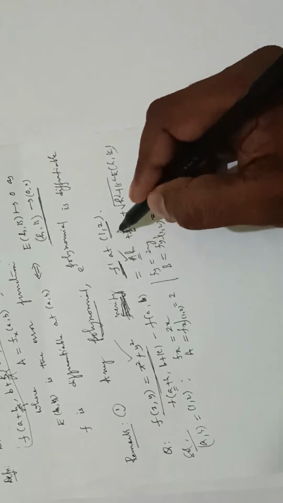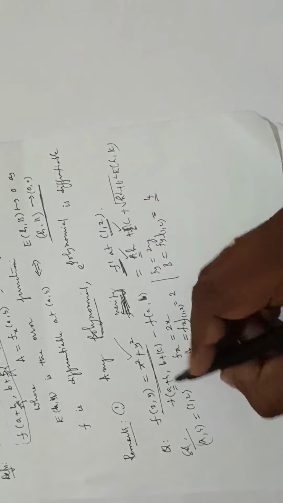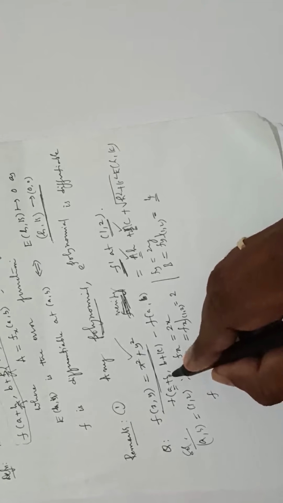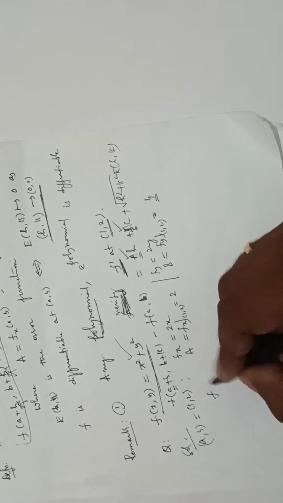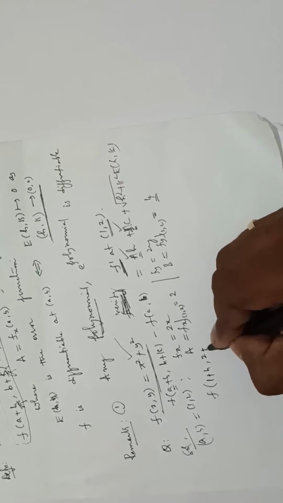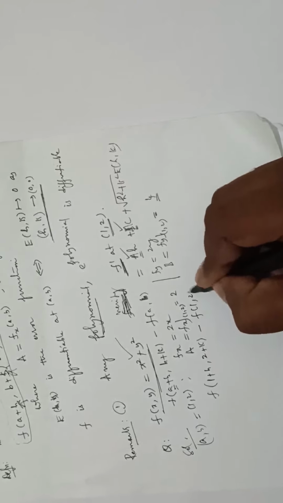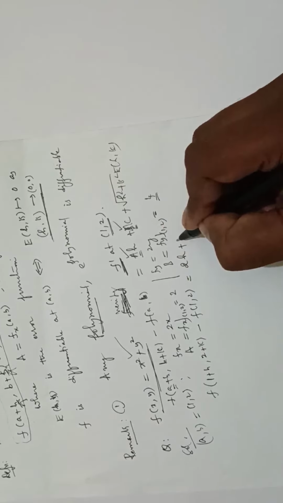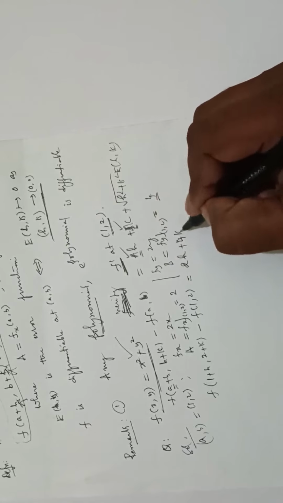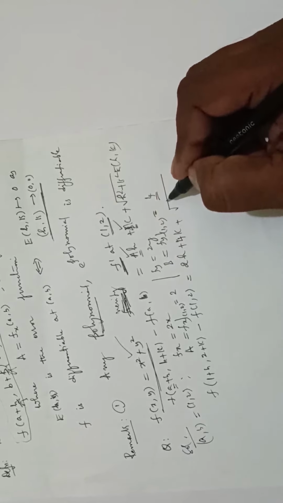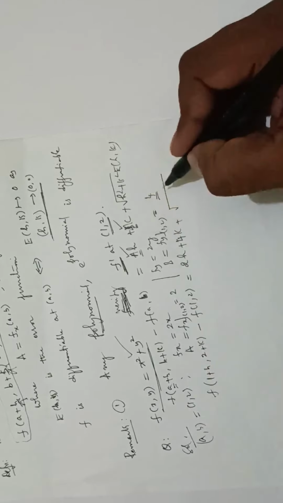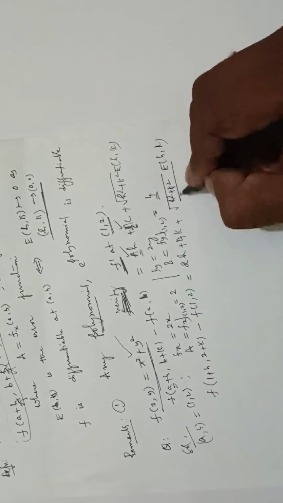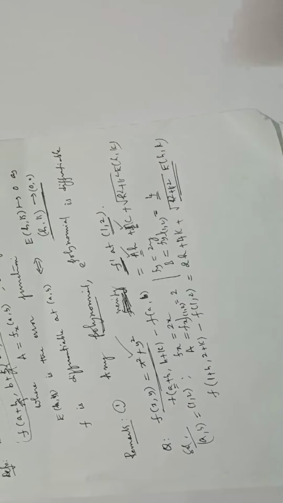So we know a and we know b, and we know what is f of h comma k. This is f of 1 plus h comma 2 plus k minus f of 1 comma 2. This is 2 into h plus b is 4 into k, plus square root of h square plus k square times e of h comma k. See, you need to keep h and k as they are throughout, because that's what we need to show.